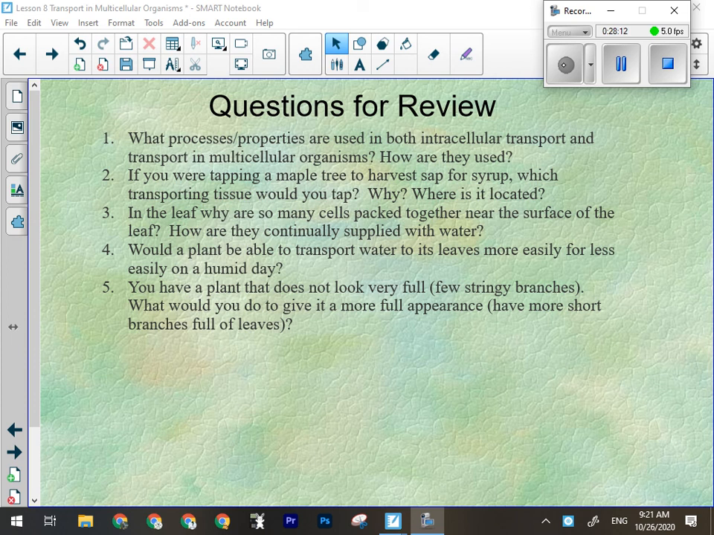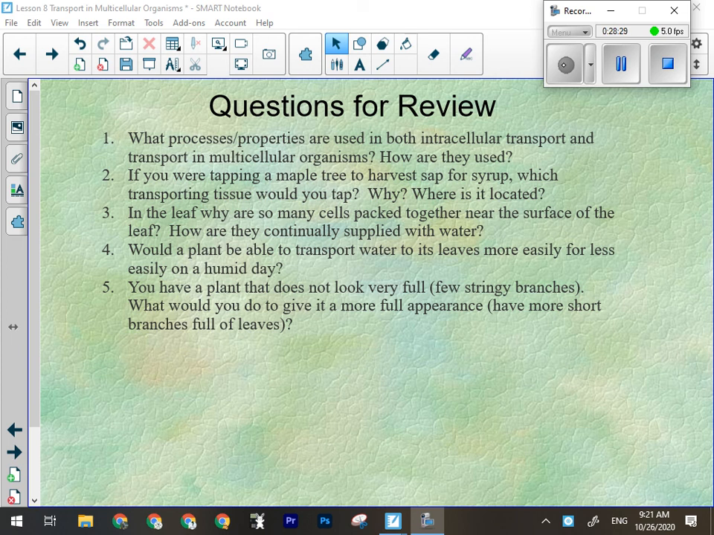Number two, if you're tapping a maple tree to harvest sap for syrup, which part would you hit? Phloem or xylem? Phloem, yeah, that's where the sugary sap is, right? And it's on the outside of the plant. Okay, in the leaf, why are so many cells packed together near the surface of the leaf?